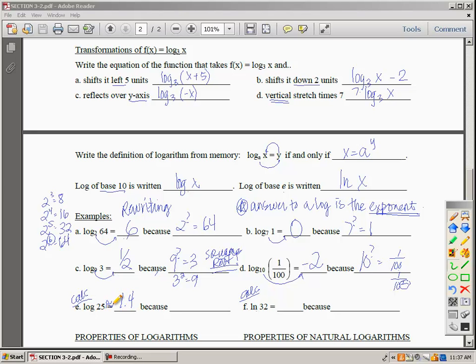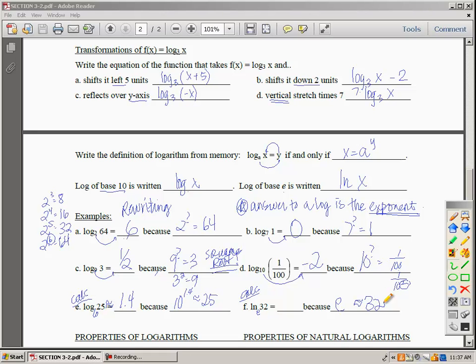And I'm going to change this from equals to an approximately. And that's because 10 to about the 1.4 gets me close to 25. And remember, this is a base 10. Natural log is a base e. So we're saying e to some power is going to get me about 32. And I'm using approximately because we have decimals.